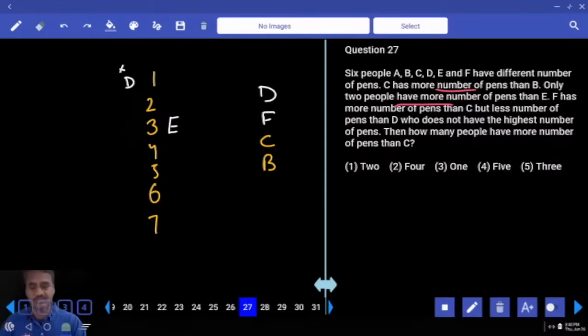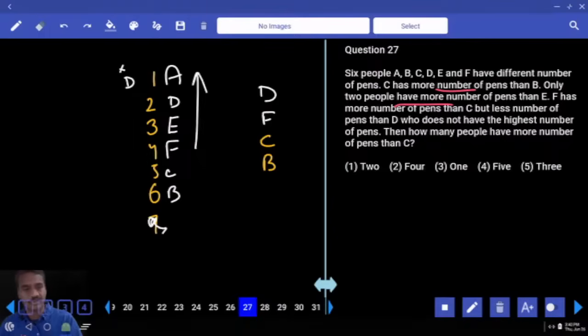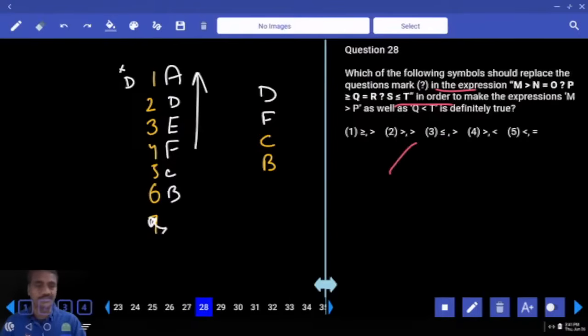No, 6 people. Now if 6 people were there, then D cannot be at this place. As D cannot be here, where should D be? D is here, F is here, C is here, B is here. Then the person left is E. Then how many people have more than C? 4. So 4 is the choice for question number 27.